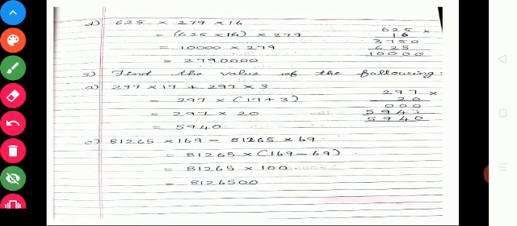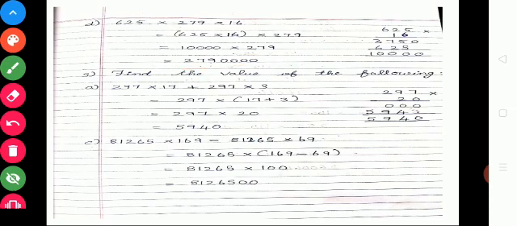And then next one, the same model, 625 into 279 into 16. Arrange these two numbers first, multiply. Will you get the answer? 10,000. 10,000 into 279. Your answer is 27,90,000. Okay children, multiply carefully and get the answer. 27,90,000.